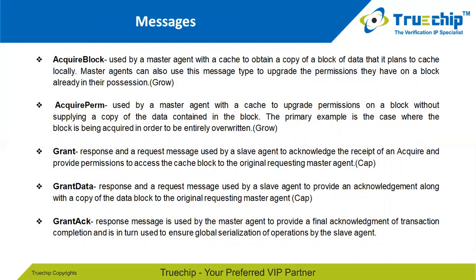Starting with acquire block, it is used by the master to obtain a copy of a block of data that it plans to cache locally, and it can also be used to update the permission of a block that is already in its possession. Acquire param is used only to update the permission on a block which is already in possession. Grant and grant data are the response messages of the acquire. Grant data is used to provide a copy of the data block along with the permission using the cap permission type, and grant is used to provide permission access only to the cache block. The grant ack response message is used by the master agent to provide a final acknowledgement of transaction completion.